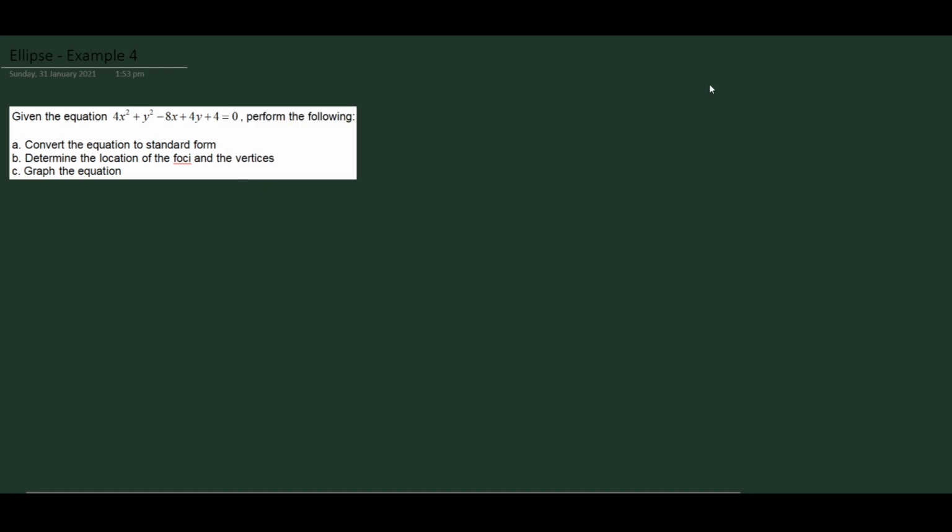Okay, hello everyone. Let us now try to answer example number 4. We have a given equation here, and we need to convert it to the standard form of an ellipse, then determine the location of the foci and the vertices, and then graph the equation. So what do we need to do? First, let's write our equation first.